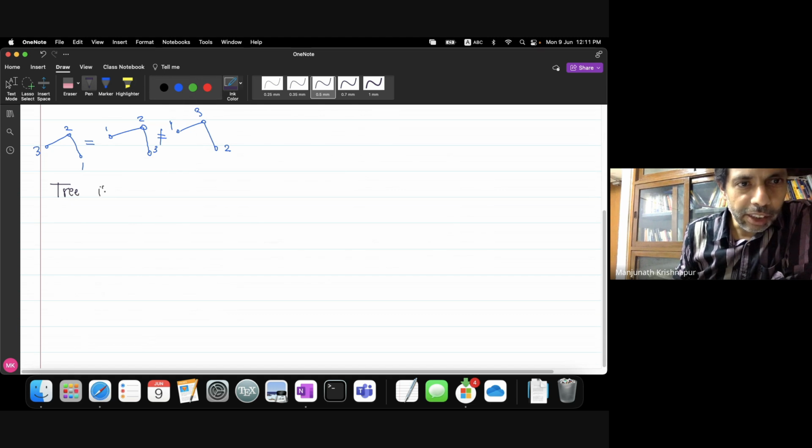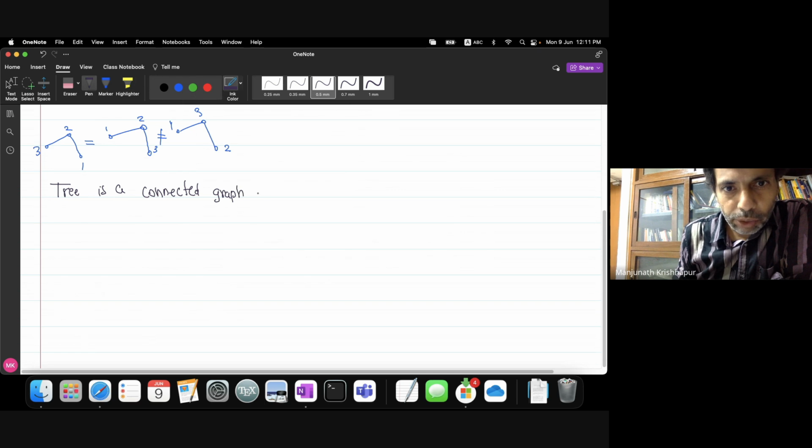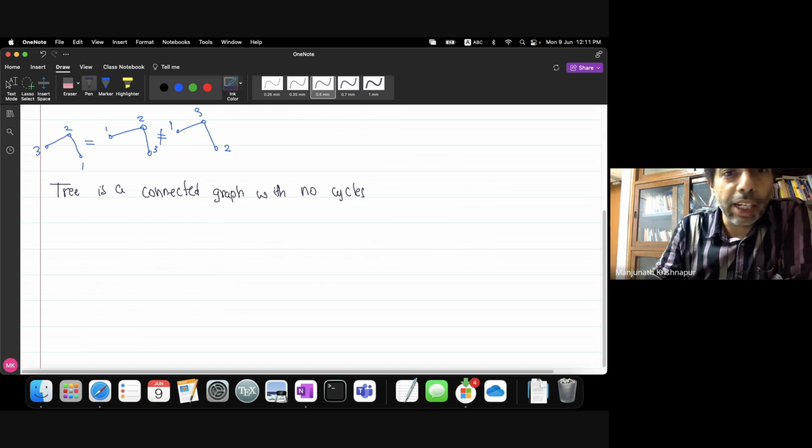A tree is a connected graph with no cycles. So I have used terms which I will explain in words. So a tree is a connected graph with no cycles.